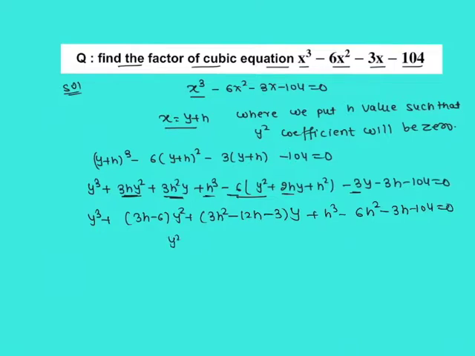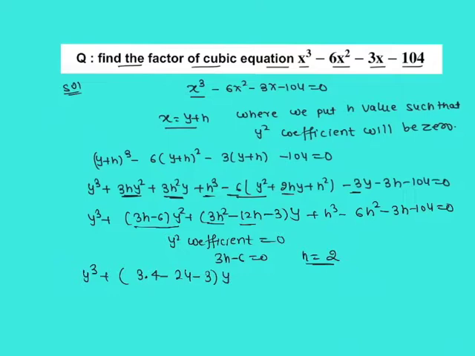Here y square coefficient should be 0. That means 3h minus 6 should be 0. That means h value should be 2. So if I put h value 2, we'll get y cube plus this will be 0. We'll get this one is what? 3 into 2 square is what? 4 minus 12 into 2, 24 minus 3 into y plus h cube, that is 2 cube minus 6 into 2 square minus 3 into 2 minus 104 equal to 0.